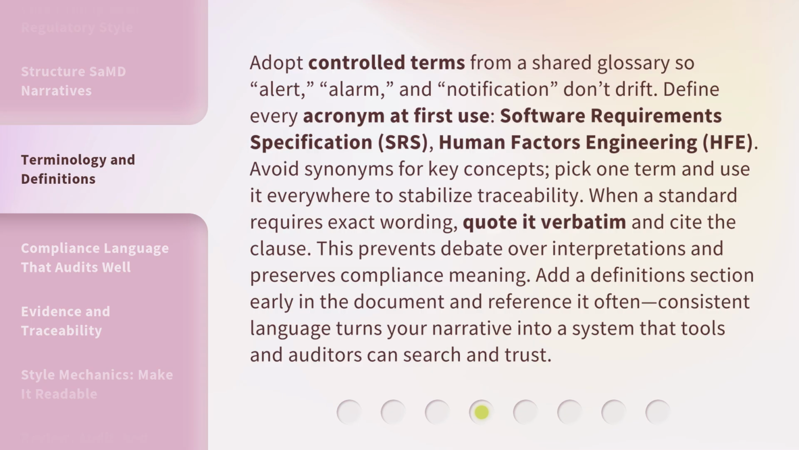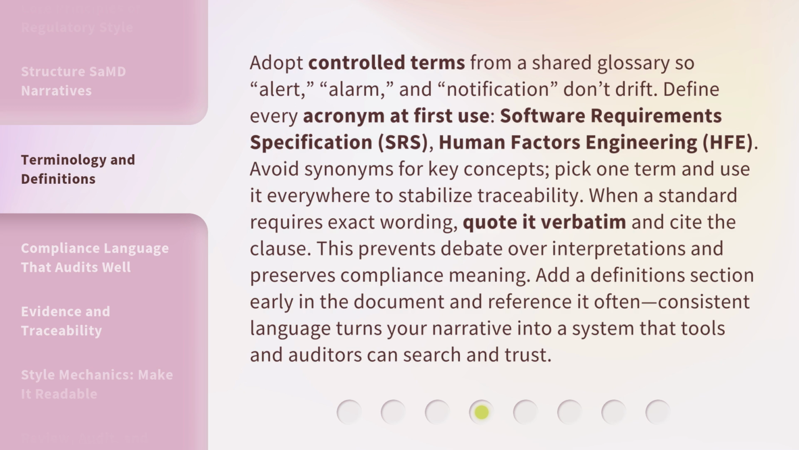Adopt controlled terms from a shared glossary so alert, alarm, and notification don't drift. Define every acronym at first use: Software Requirements Specification, SRS. Human Factors Engineering, HFE. Avoid synonyms for key concepts. Pick one term and use it everywhere to stabilize traceability.